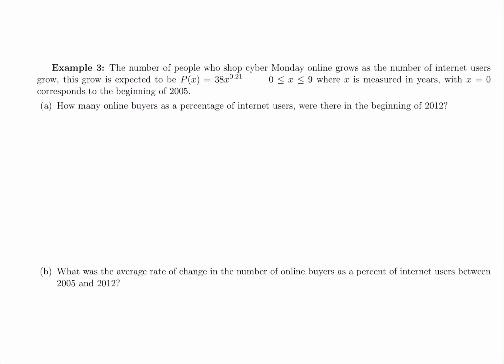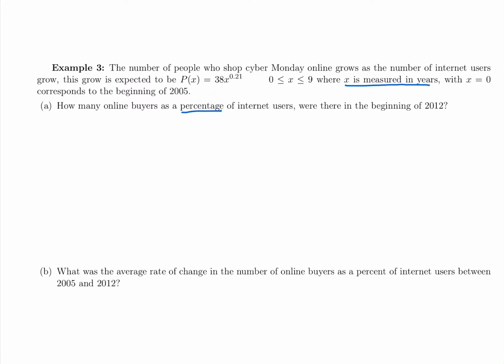The number of people who shop Cyber Monday online grows as the number of internet users grow. So the more people that are on the internet, the more people will possibly shop on Cyber Monday. This growth is modeled by this P of X, where X is measured in years. And that P must stand for this percentage that we're going to be asked about.